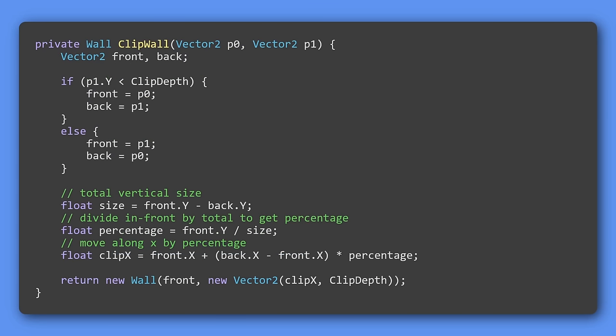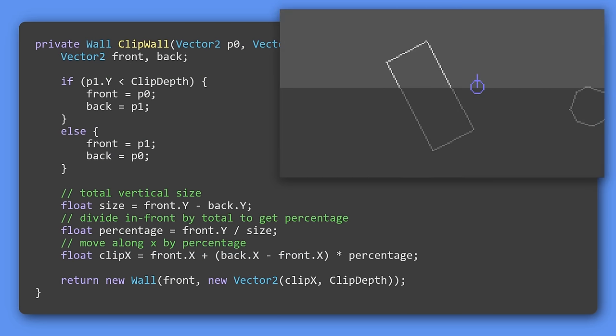To split our wall, we first have to figure out which point is in front of us and which point is behind us. We do that by comparing their y-coordinate to our clip depth, which is the y-coordinate of the line that slices all our walls in half.